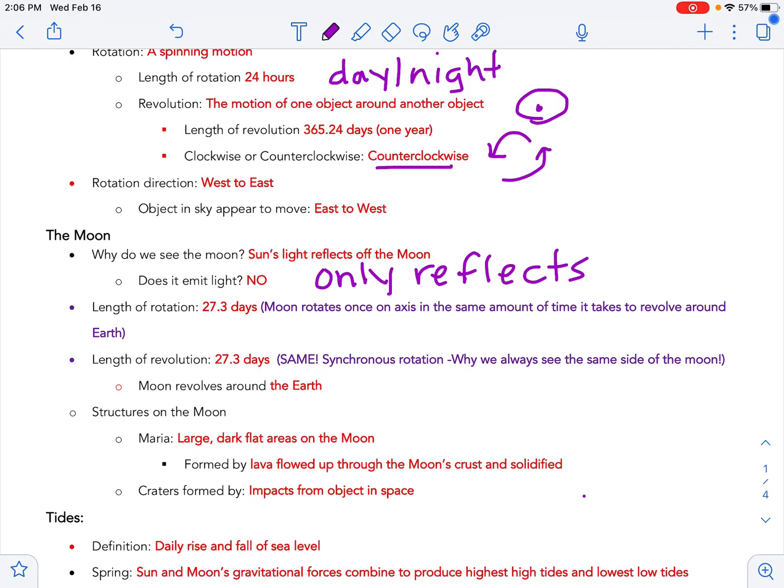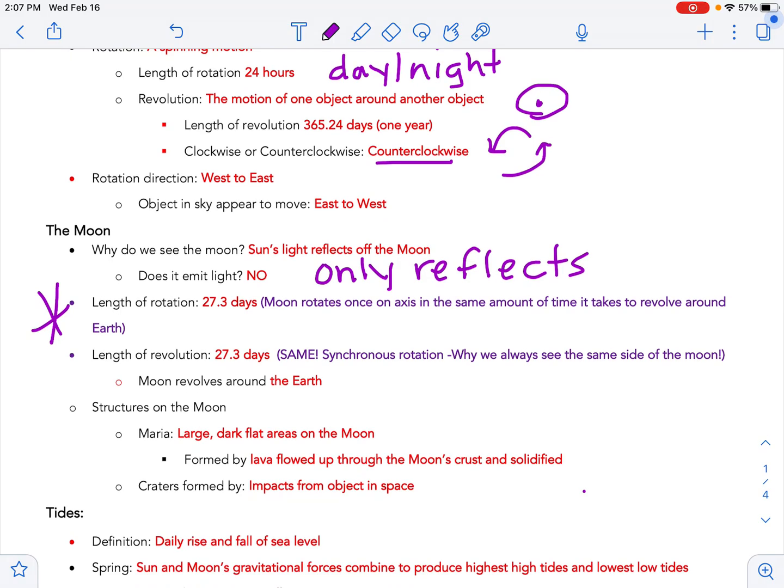This is why we always see the same side of the moon. So you need to put a big old star by that and make sure you stop and add this to your notes, that it rotates once on its axis in the same amount of time that it takes to revolve once around Earth. So we always see the same side of the moon, which is called synchronous rotation. So the moon revolves around the Earth.